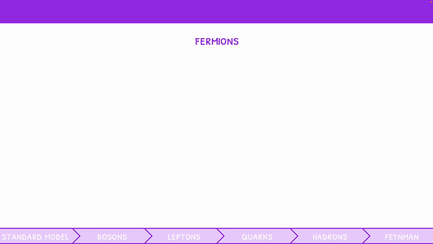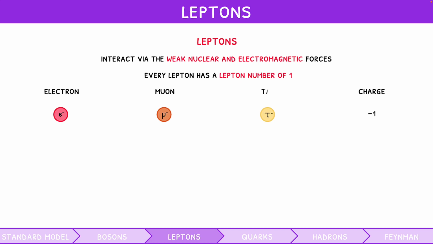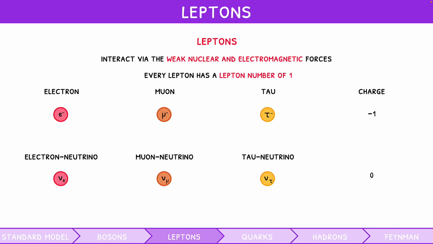As mentioned before, there are 2 types of fermions, leptons and quarks. Let's start with leptons. Leptons are fermions that interact via the weak nuclear and electromagnetic forces. Every lepton has a lepton number of 1, and there are 3 types of charged leptons and 3 types of neutral leptons. The 3 types of charged leptons, each with a charge of -1, are electrons, muons, and tau. Then the three types of neutral leptons, i.e. with a charge of 0, are electron neutrinos, muon neutrinos, and tau neutrinos.